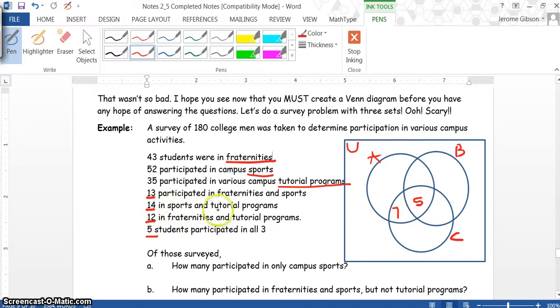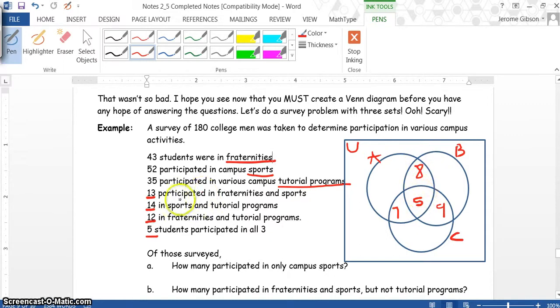Now we come here, 14 in sports and tutorial programs. Now remember, B is sports and C is the tutorial program. So 14 participated in that, so we will have 5 and 9. So that's sports and the tutorial program. Okay, so now it says 13 participated in fraternities and sports. So that would be A and B. So that's fraternity and sports. They already have 5 in common, so then that would make this 8.